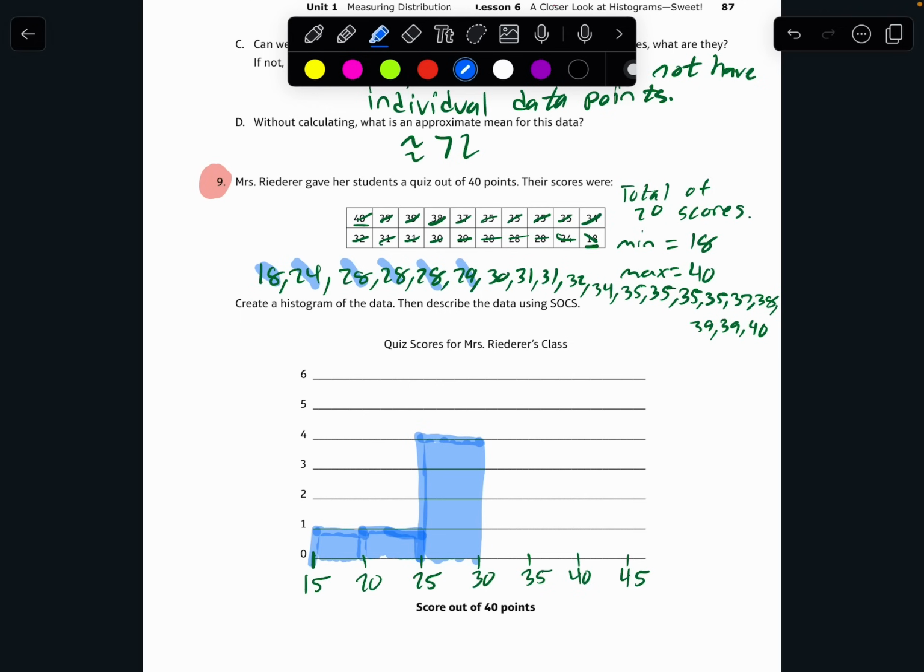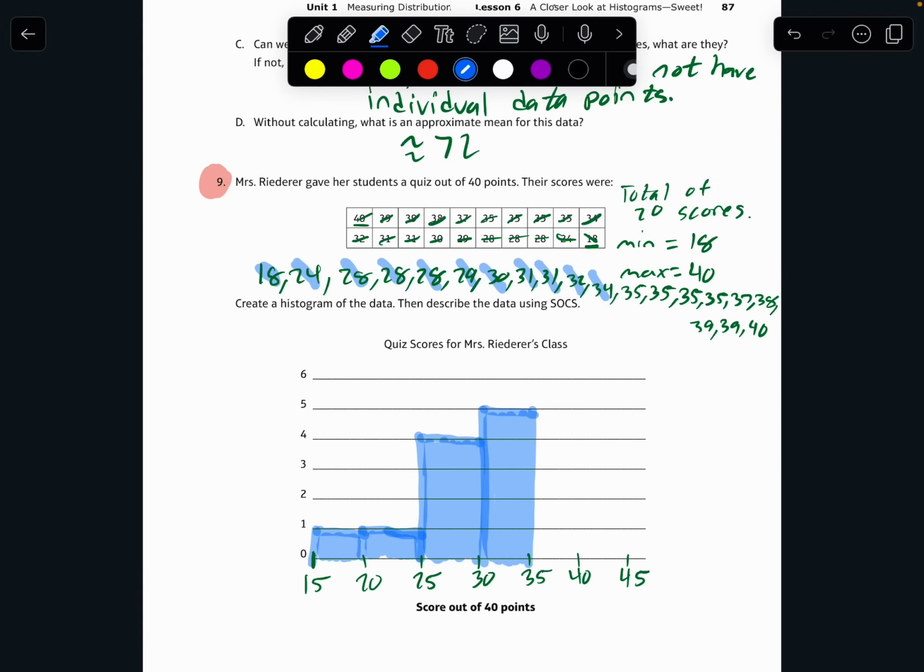Nice. All right, how many students do I have that fall in the range of 30 and 34? So 1, 2, 3, 4, 5. So I have 5 students that did that. So I'm just going to color it. Lots of coloring and filling in.